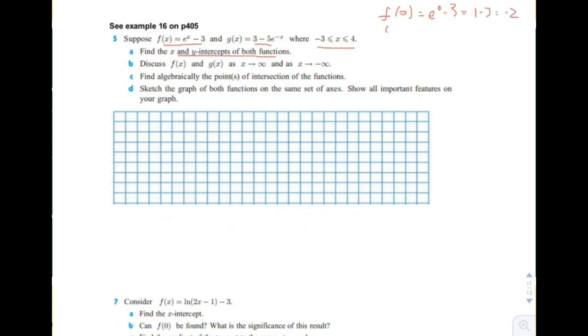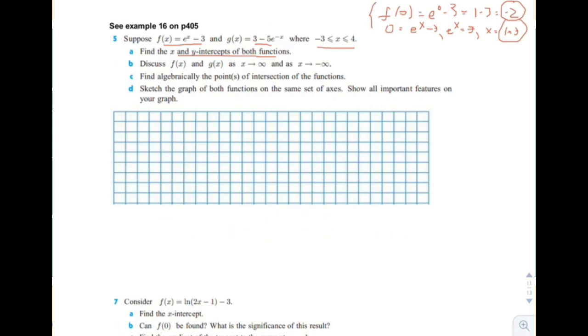What if we set f of x equal to 0? Then we have e to the x minus 3 equals 0, so e to the x equals 3. Let's take the natural log of both sides. Then we have x equals natural log of 3. Okay. So this is the y-intercept, and this is the x-intercept for f.